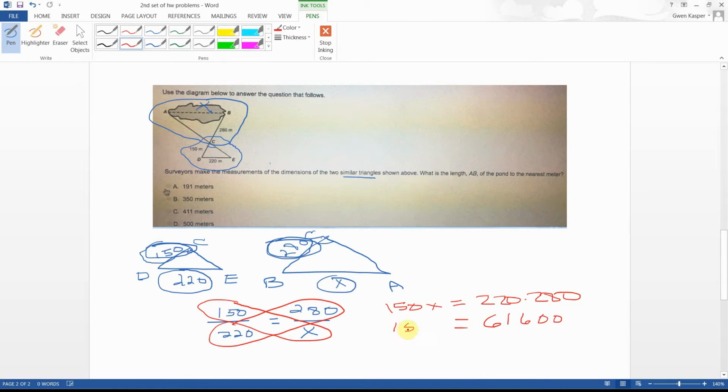So we have 150x equals 61,600. Divide by 150. And we see that x is equal to, on the calculator, I got 410.667. So to the nearest meter, that would be 411.